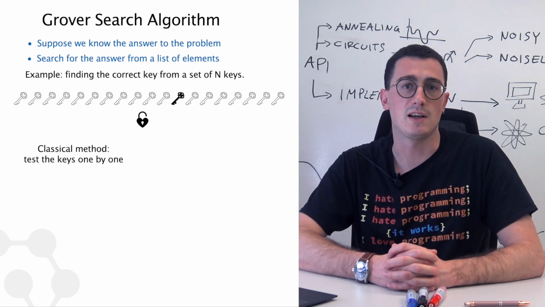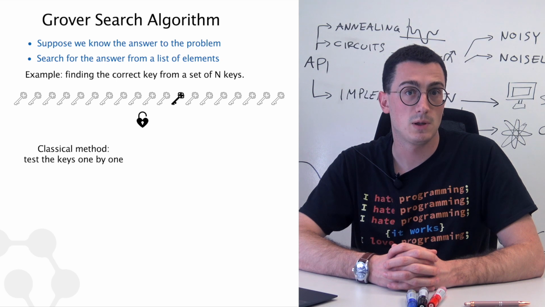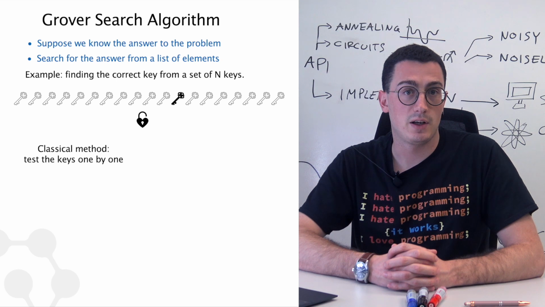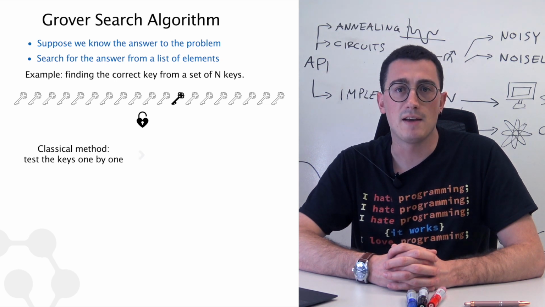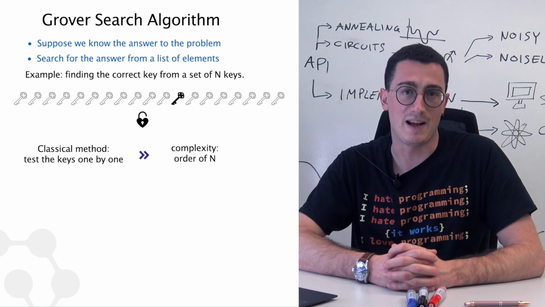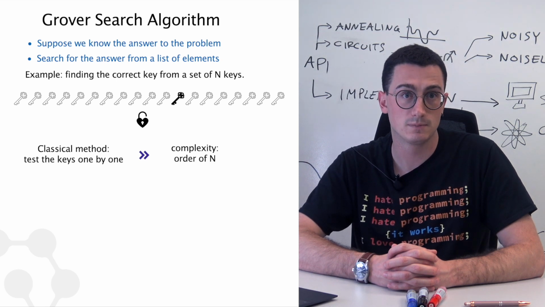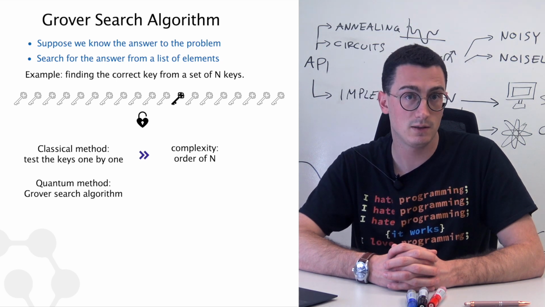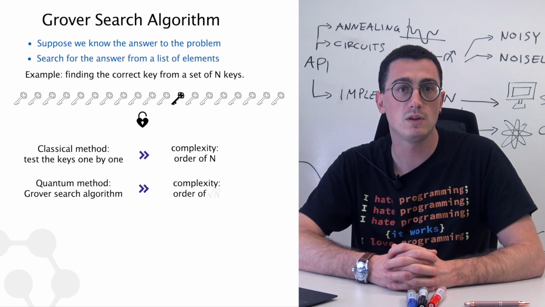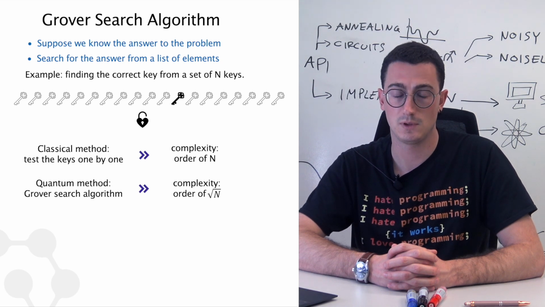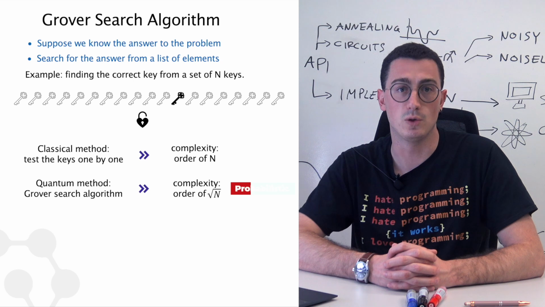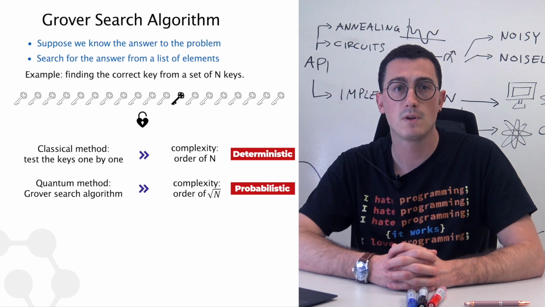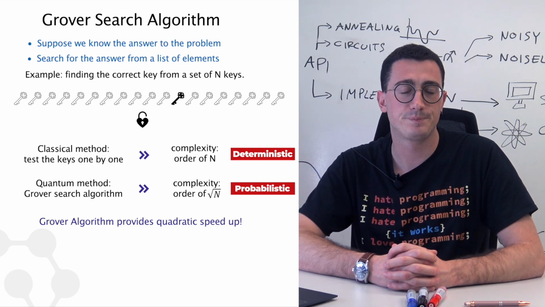Classically, in the worst case scenario, you will need to test all the keys before finding the correct one. It means that the classical algorithms which solve this problem have a worst case complexity of the order of n, where n is the number of the keys. Grover instead leads to the correct answer with a probability close to 1, with a number of algorithmic executions proportional to the square root of n. Pay attention, I said probability close to 1, not exactly 1. In fact, Grover is not deterministic. Anyway, we gain a quadratic speedup.